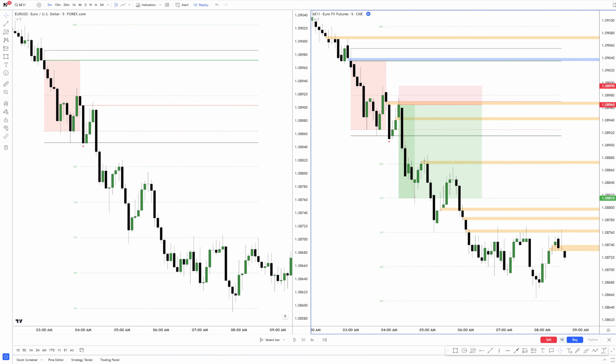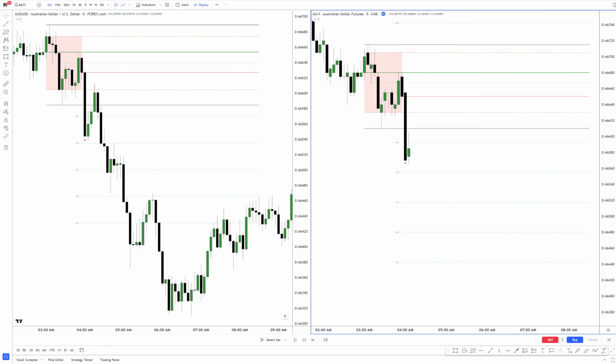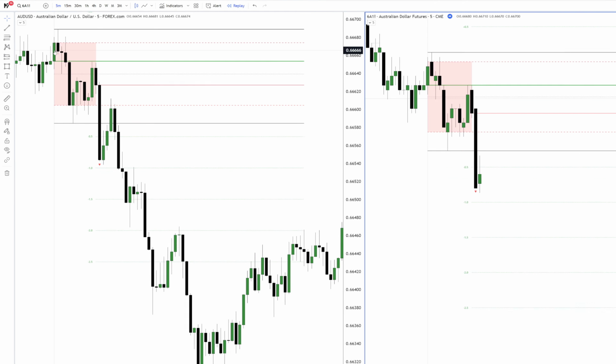Turning on all volume imbalances from the session gives you an even clearer picture of what great opportunities you might have missed if you are using the spot market price chart for your analysis. Here's the same day, same session in the Australian dollar. What do you notice here? There's even more details visible in the futures market chart compared to the spot market price chart.